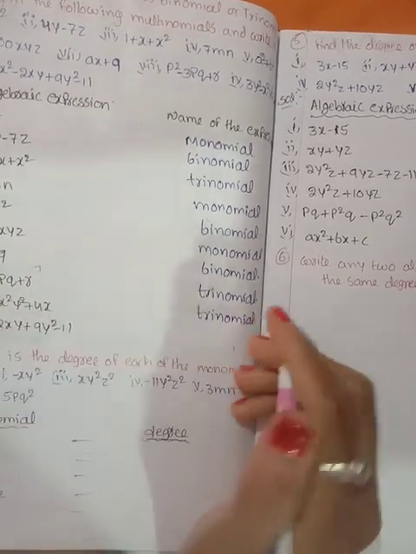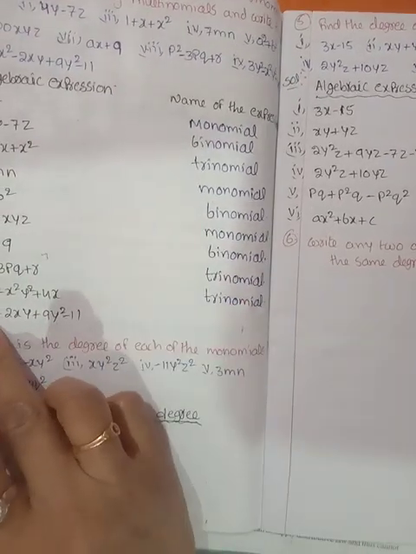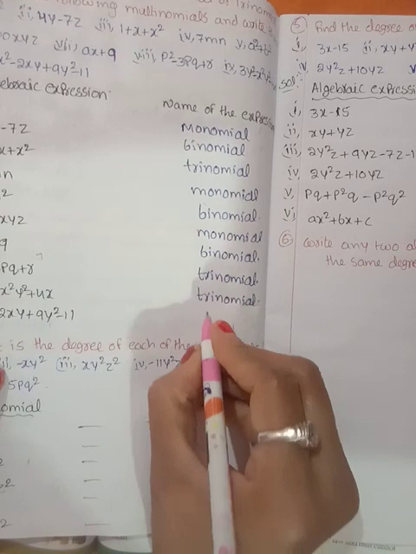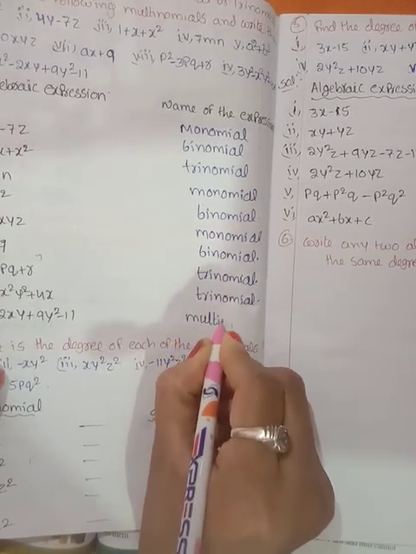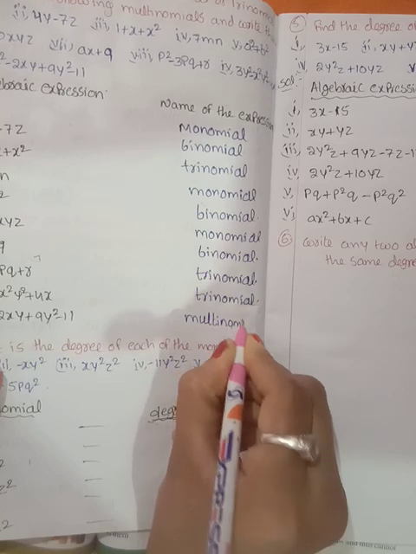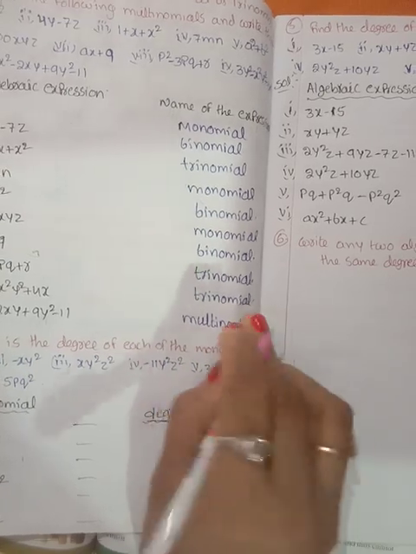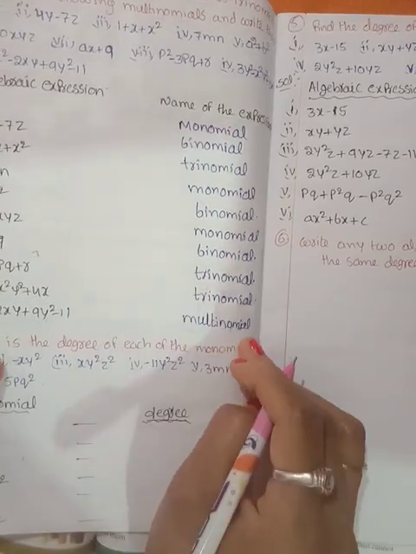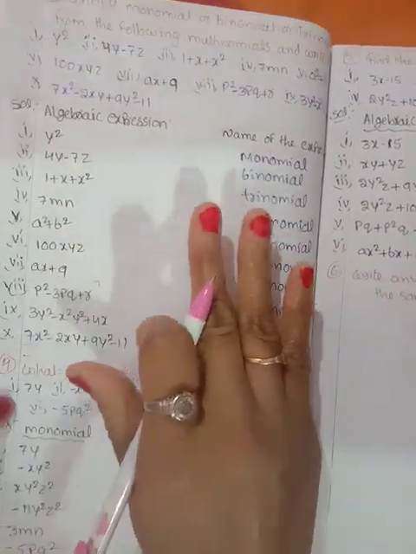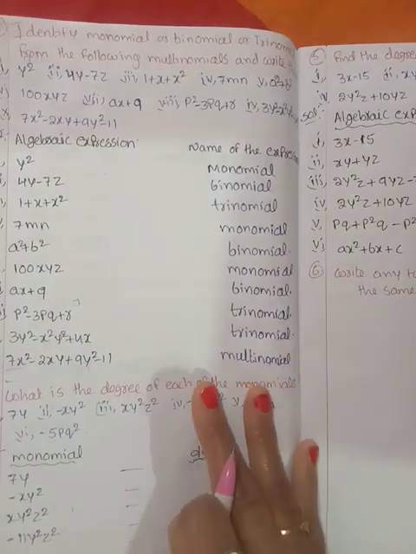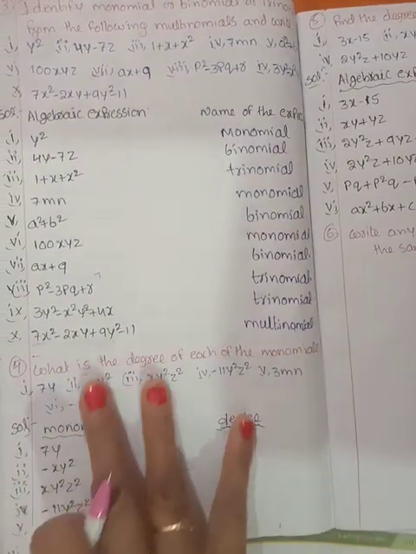The tenth one, how many terms are there? 1, 2, 3, 4, so it is a multinomial. Multinomial, that is, a polynomial. You can write it down. So the third bit is over. You can understand, Gagan Sai. Next, the fourth one.